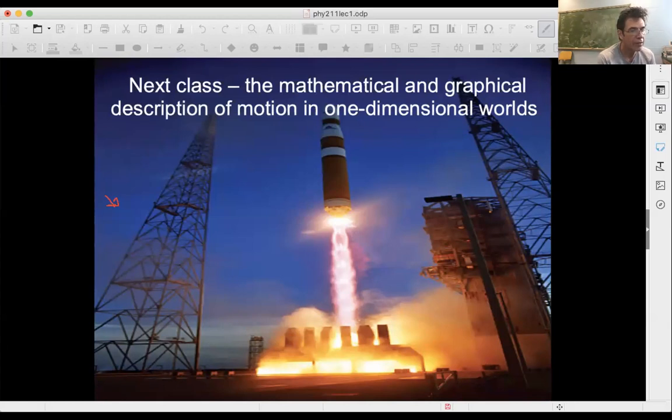Today's class, we basically covered dimensions of nature and the units that we measure quantities in. And those are going to be a foundation that we're going to use in the upcoming classes, starting on Thursday's class, for exploring motion of matter through space and time.